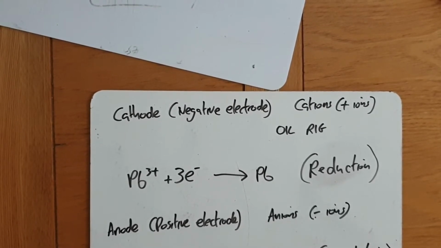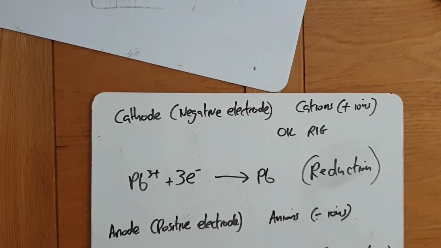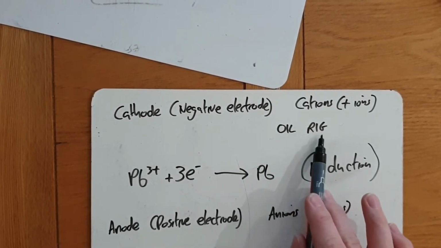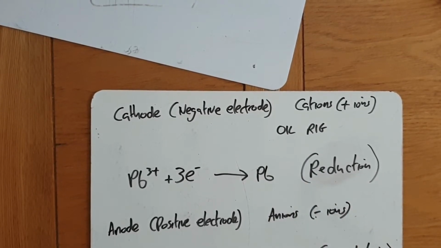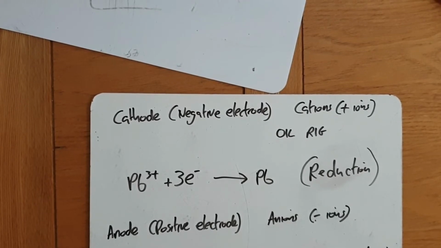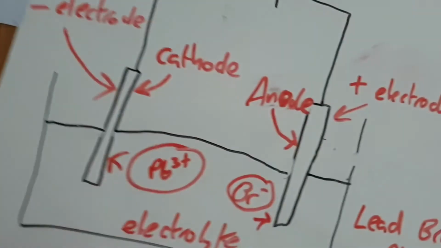And a redox reaction is when something is being reduced and something else is being oxidized. So something is reduced, reduction is gain, something's gaining electrons, and something's being oxidized, something else is losing them. So this is a redox reaction.